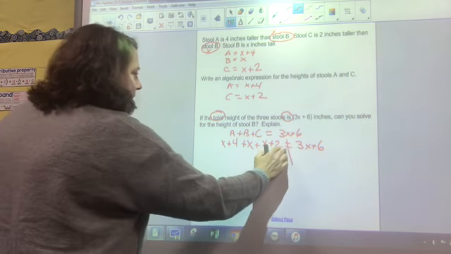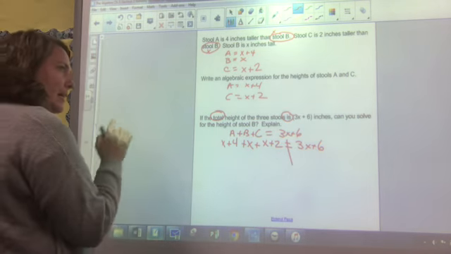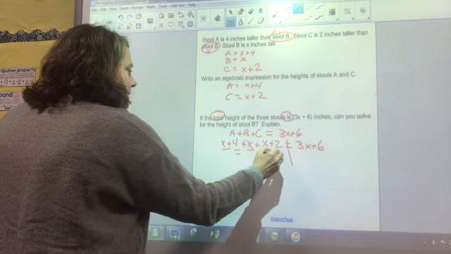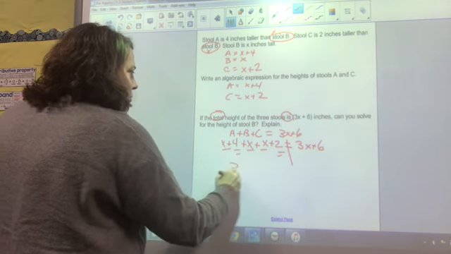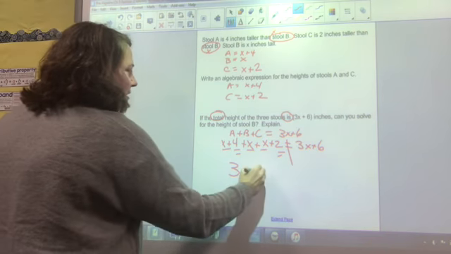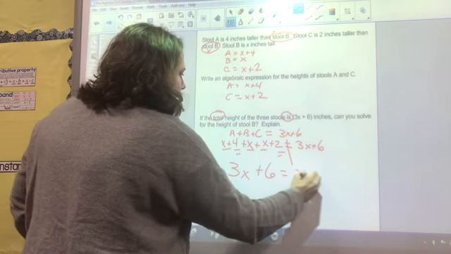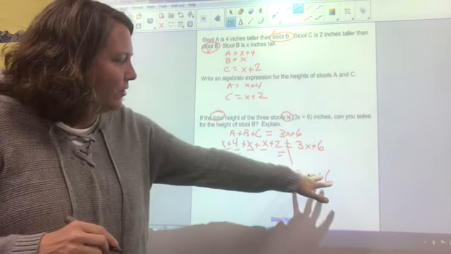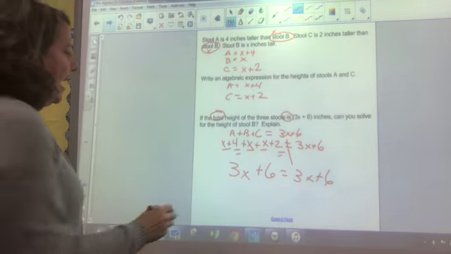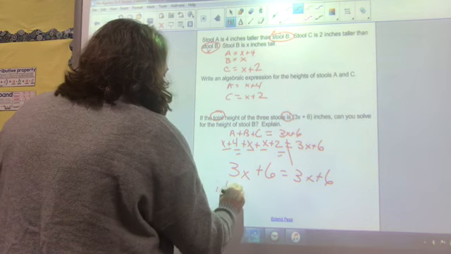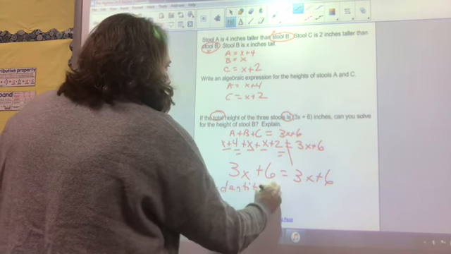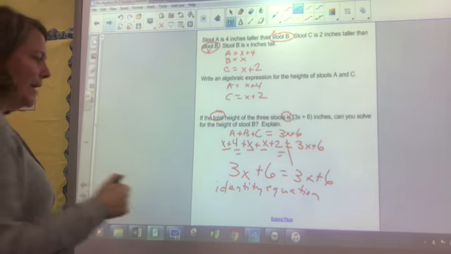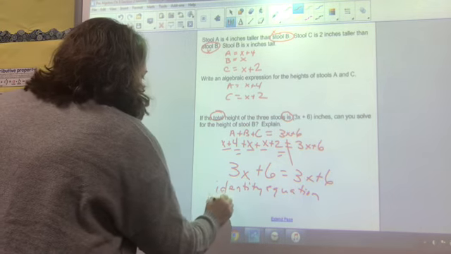There's my equal sign. Do I have like terms to the left? Yes, I do. So I'm going to combine those. X plus X plus X is 3x. 4 plus 2 is 6. Oh, look at that. I have the exact same thing on the left side as I have on the right side, so I can be done. I know that this is an identity equation. When there's an identity equation, there's an infinite number of solutions.